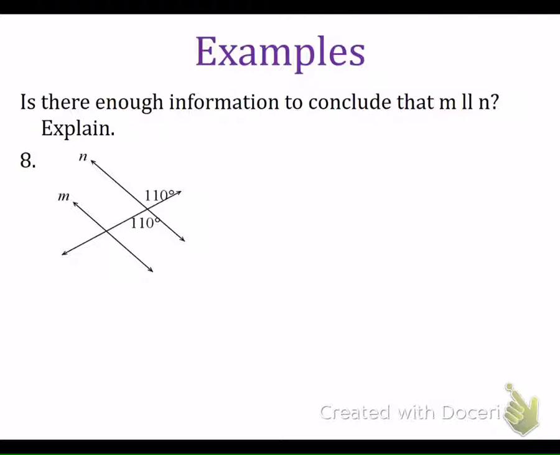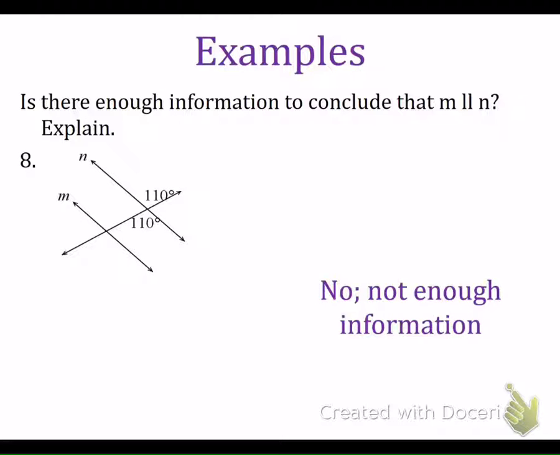What type of angles are those? Those are vertical angles. Vertical angles are always congruent. So does that tell us anything about the relationship between M and N? No, they might still be parallel. We just can't definitely conclude. So this is not enough information.